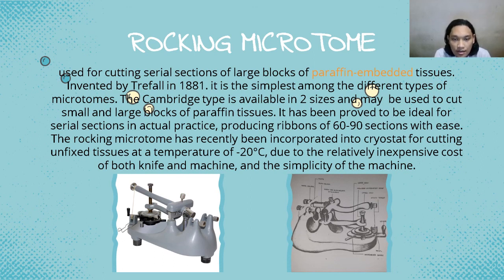The Cambridge type is available in two sizes and may be used to cut small and large blocks of paraffin tissues. It has proved to be ideal for serial sections in actual practice, producing ribbons of 60 to 90 sections with ease. The rocking microtome has recently been incorporated into the cryostat for cutting unfixed tissues at a temperature of negative 20 degrees Celsius, due to the relatively inexpensive cost of both knife and machine and the simplicity of the machine.